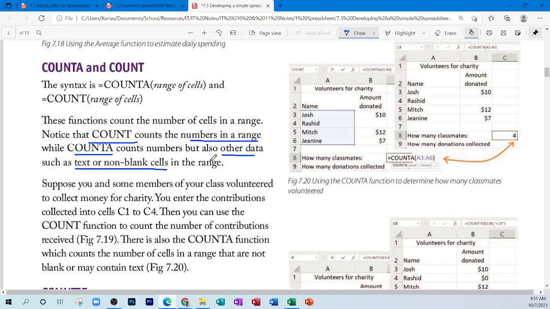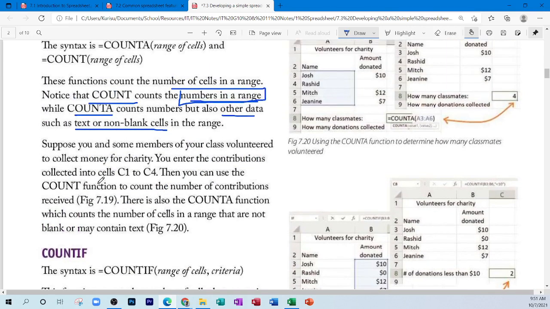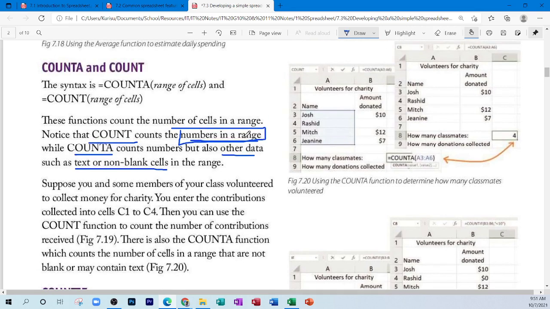Good. So we have two additional functions here. We have the COUNT and the COUNTA. We actually have 3 different counts that you have to learn. They all are used to count different forms of data. COUNT is used to count numbers. COUNTA is used to count any other data, such as text or non-blank cells.